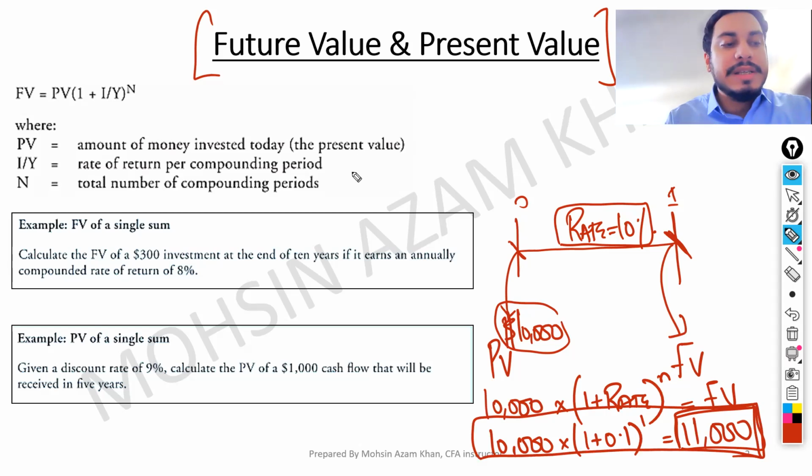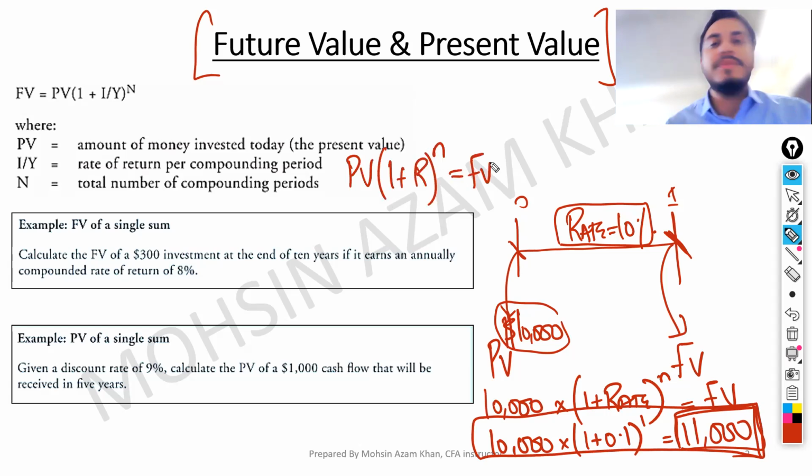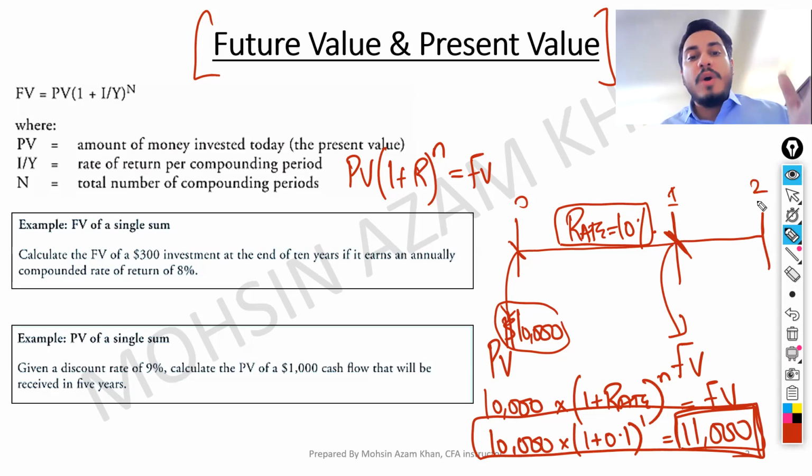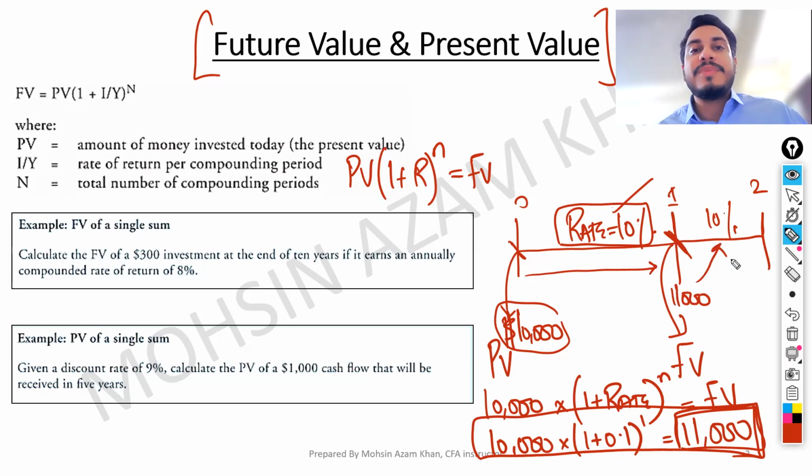The formula I repeat is simply present value into 1 plus rate to the power of n equals future value. For example, if you wanted to know the future value after the second year, you have now received return for 2 years, first year 10% and second year 10%. So you will have to add up return twice. First, you grow the amount by 10%, which becomes 11,000. Then further it will get 10% return, and then you'll get an ending amount. You can do it through the formula: 10,000 is the present value.